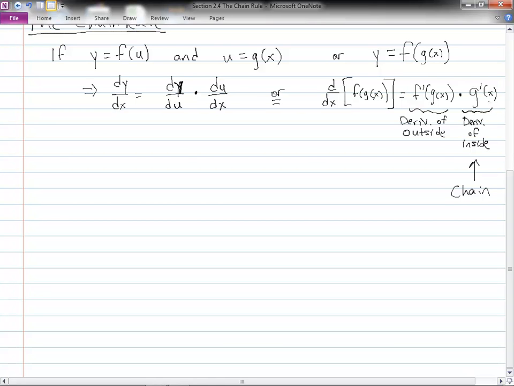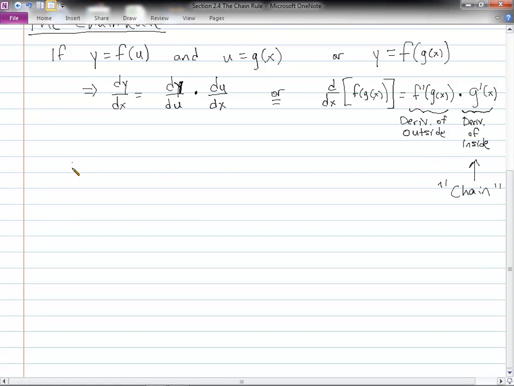So when you take the chain rule and apply the derivative, you take the derivative of the outside times the derivative of what's inside. But then that may have another thing inside, so when you take the derivative of that, you have to take the derivative of that times the derivative of what's inside that. And so you have this chain linking together.